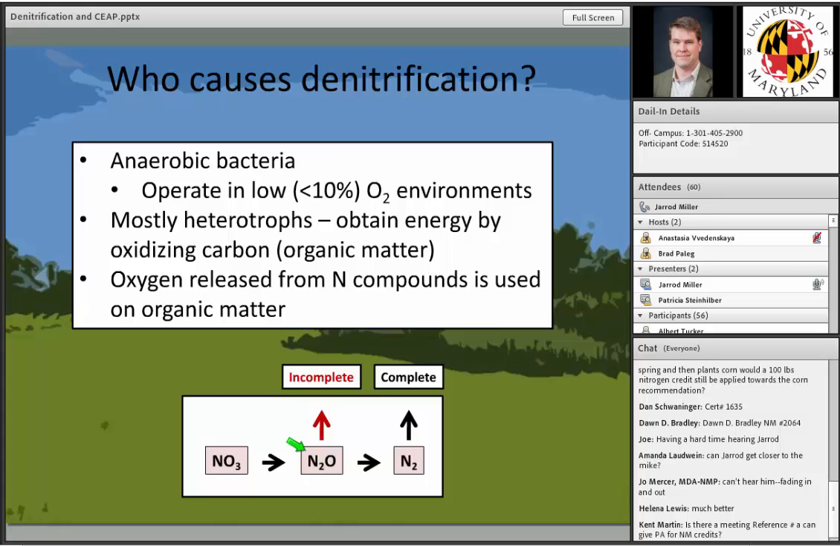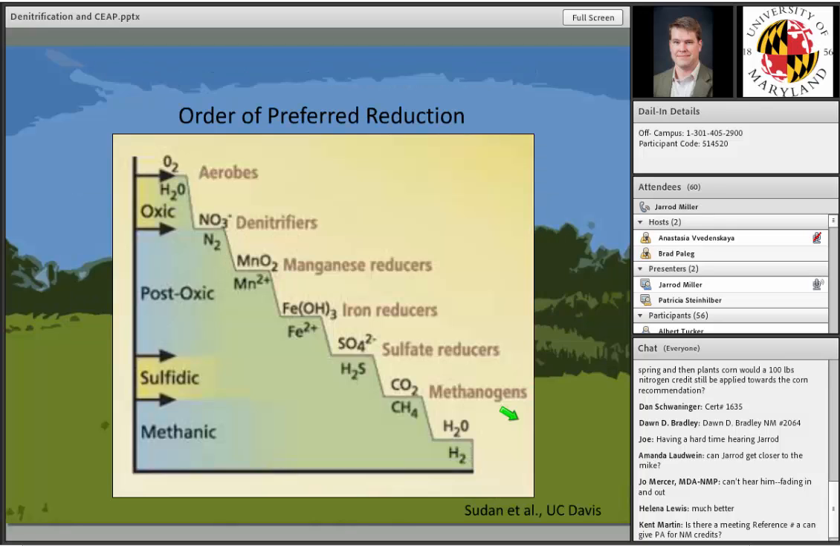There is an order of preferred reduction in the environment. So over here, the oxic, where you have oxygen. Again, oxygen gives microbes the most bang for their buck. If oxygen is available, you have a larger energy reaction and you have quicker energy reactions. But once they use up oxygen, once you get to these environments where you have less oxygen, saturated ones, they start to find other electron acceptors that are out there in the environment, from nitrate all the way down to carbon dioxide.